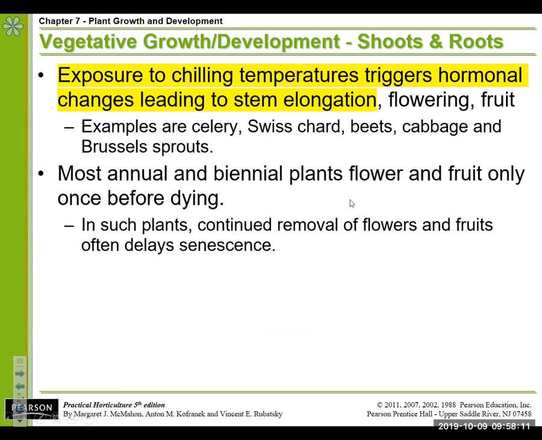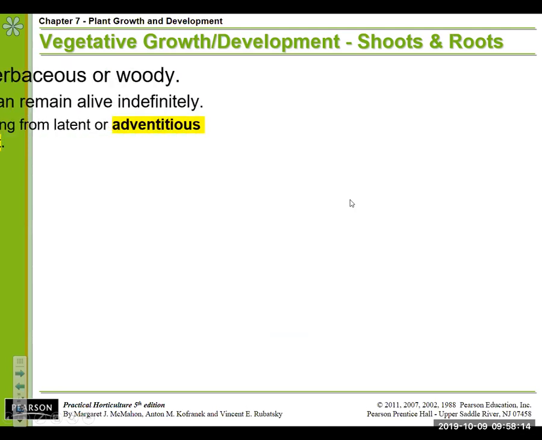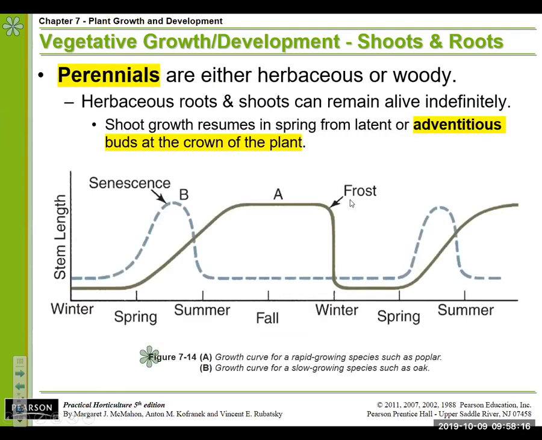Most of our annual and biennial plants will only flower and fruit once before they die, a sad existence. So. Perennials, on the other hand, they can live many years. Again, they all do have some determined life cycle. They're not going to live forever. We look at perennials as being either herbaceous or woody. And the herbaceous perennials are going to die back to the root system and then resprout, whereas the woody perennials have that secondary xylem, basically just going dormant to the buds and resprouting.